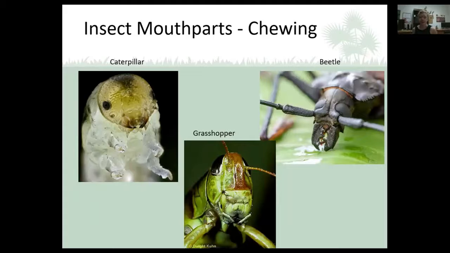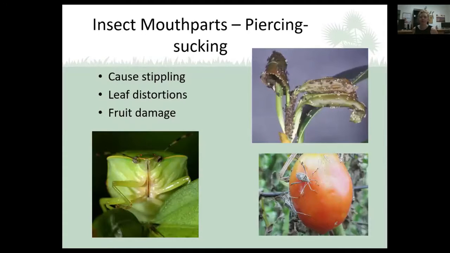Here are some insects that have chewing mouth parts that may be responsible for some plant damage. Those are caterpillars, grasshoppers, and beetles. Insects with piercing, sucking mouth parts are the most common form of transmission for plant pathogens. Chewing mouth parts usually cause physical damage to plants, and insects with piercing, sucking mouth parts are usually responsible for things like discoloration because they're affecting the plant in different ways. Also fruit damage too.